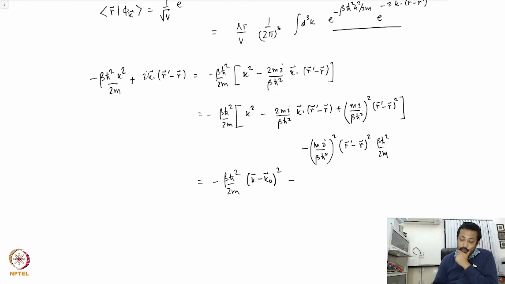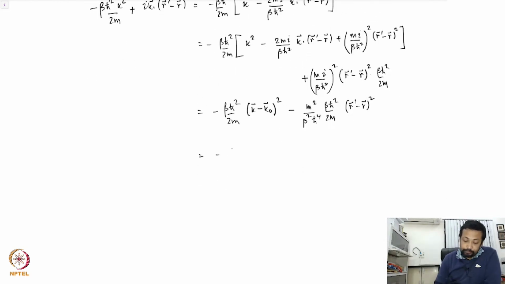This gives you i square is minus 1, and then there is overall minus, so this becomes a plus, and therefore this is going to be minus m square over beta square h bar to the fourth, beta h bar square over twice m, times (r prime minus r) whole square. So this becomes minus over twice m, (k minus k0) whole square. I cancel with the m, 1 beta goes out, 1 h square goes out.